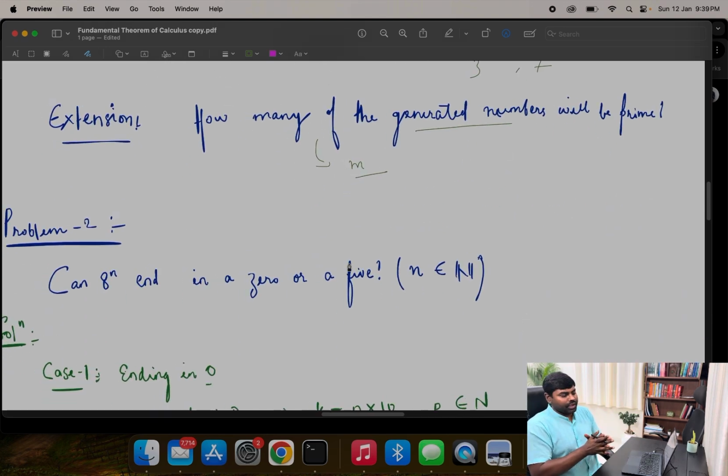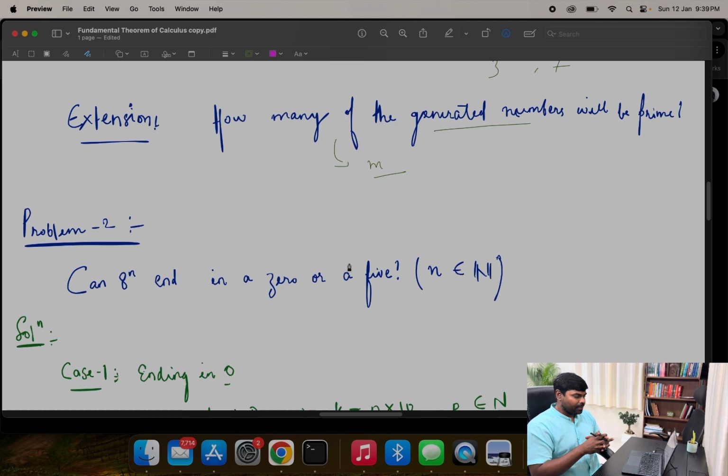Let's see another problem application type, which is slightly more standard. Can 8 power n end in a 0 or a 5? Now they can change 8 to 6, 4, 2, even 5. So you have to be careful. You should not mug up things. You should really understand. Let's see for the specific case of 8 power n.